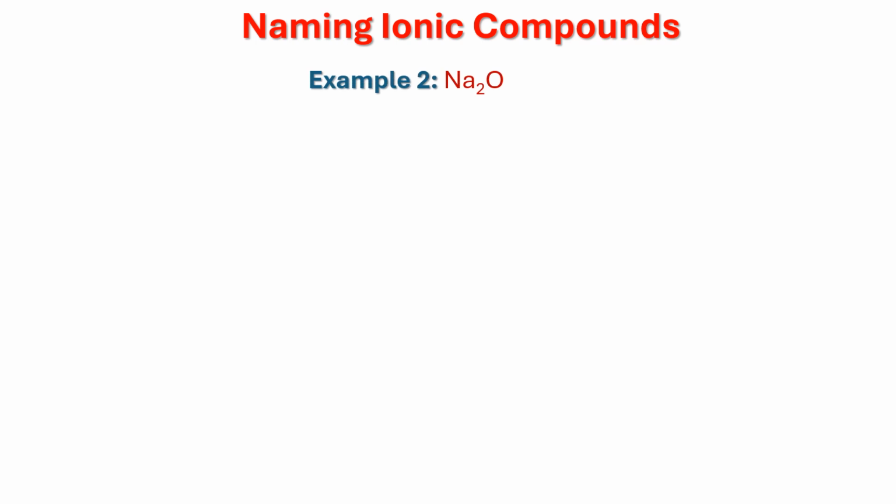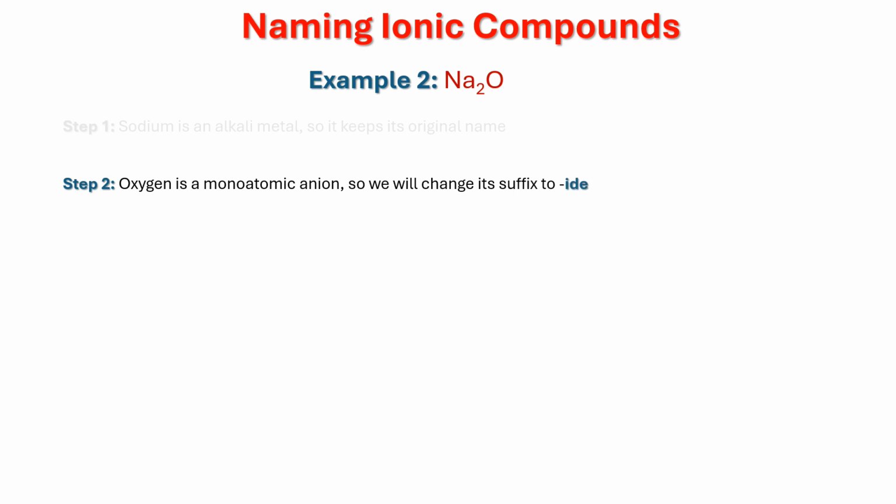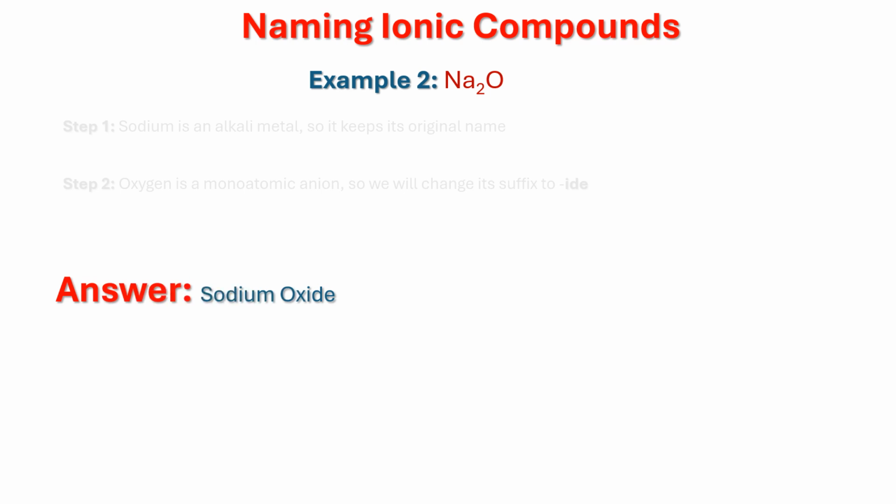Example number 2, we are given the formula Na2O. How should we name this compound here? Sodium is an alkali metal in group 1A, so it's going to keep its original name. Oxygen is a monatomic anion, so we're going to change its suffix to -ide. Therefore, the name would be sodium oxide.